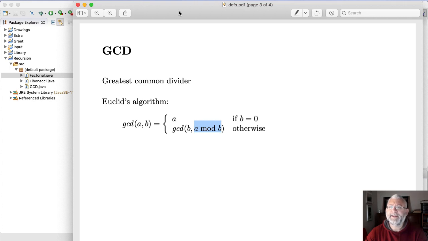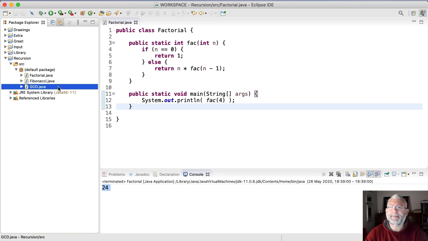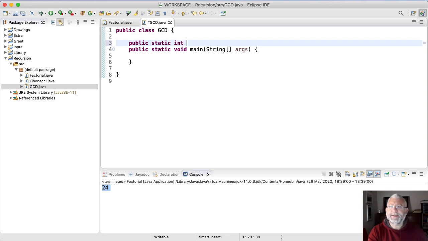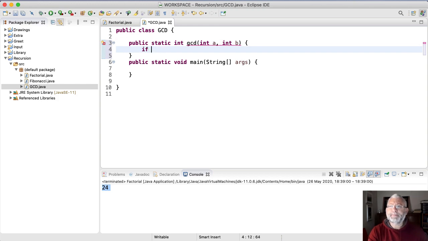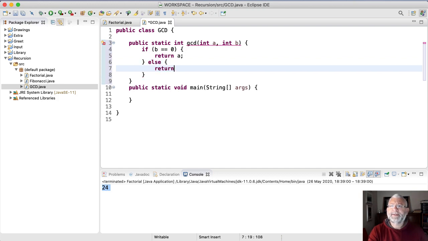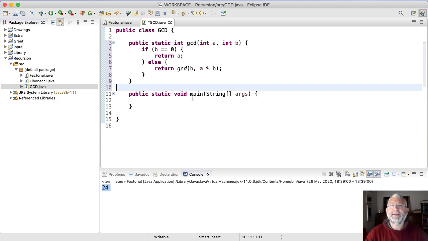So once again, we can translate that directly to Java. Here we go. So public static int gcd of A and B. Well, if B is 0, then this is simply A. And else, it's the GCD of B and A mod B. There we go. So you don't have to understand this, although it's not hard to do that. But for now, we'll just accept it and write it.